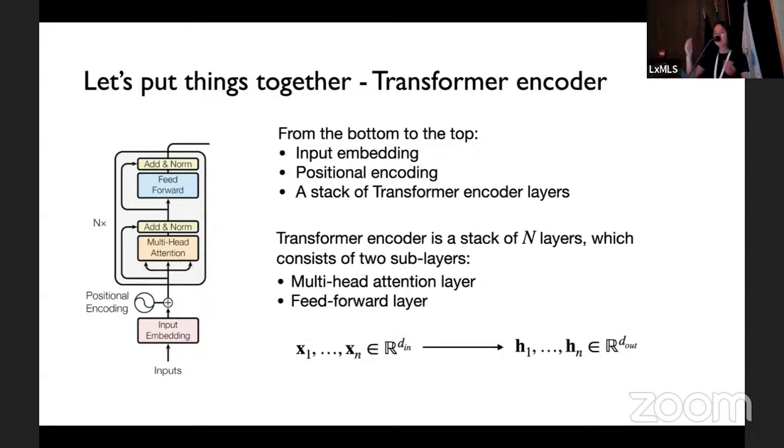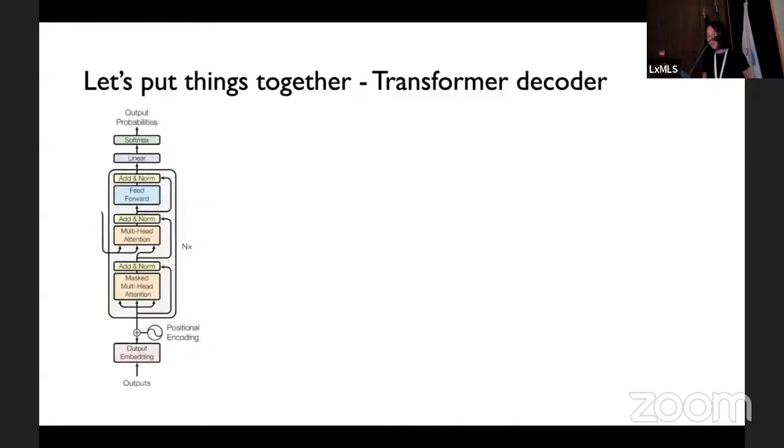Essentially, this is just one type of neural network architecture that can map a sequence of vectors of dimension d in to a sequence of vectors of dimension d out. But in most cases, we specify the same dimension for the input and the output vectors. Okay, these are transformer encoders, and we have already learned basically all the components of the transformer encoder. So let's look at how the transformer decoder is different.